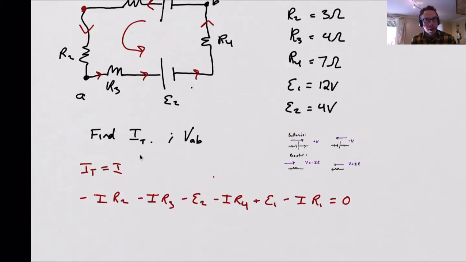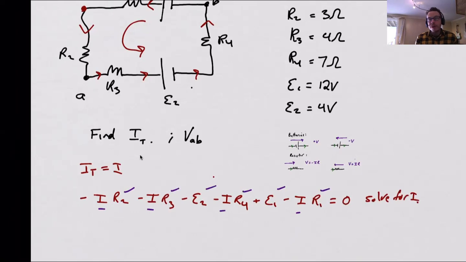Put a check mark next to everything I know, underline everything I don't, because now we're actually going to solve this. Yeah, there's a lot of underlines there, ladies and gentlemen, but it's the same underline. It's just I. This is one equation, one unknown. This now we can solve for I.